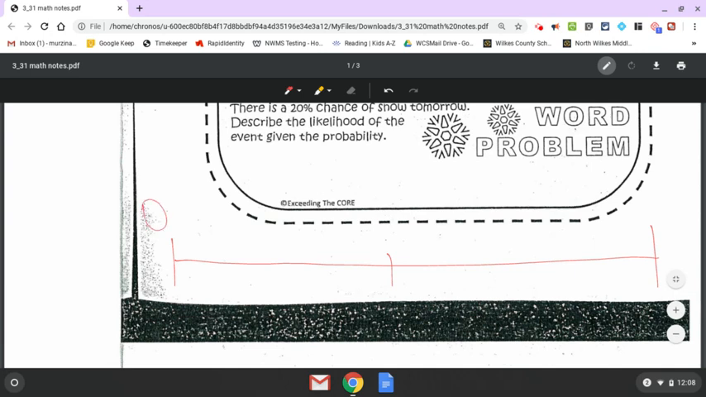On the far left, we're going to put 0%. On the far right, we're going to write 100%. And right here in the middle is going to be 50%.